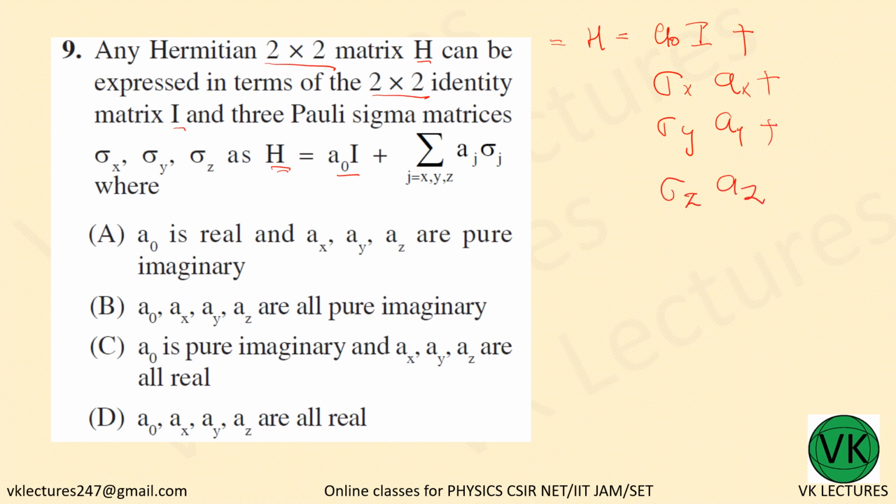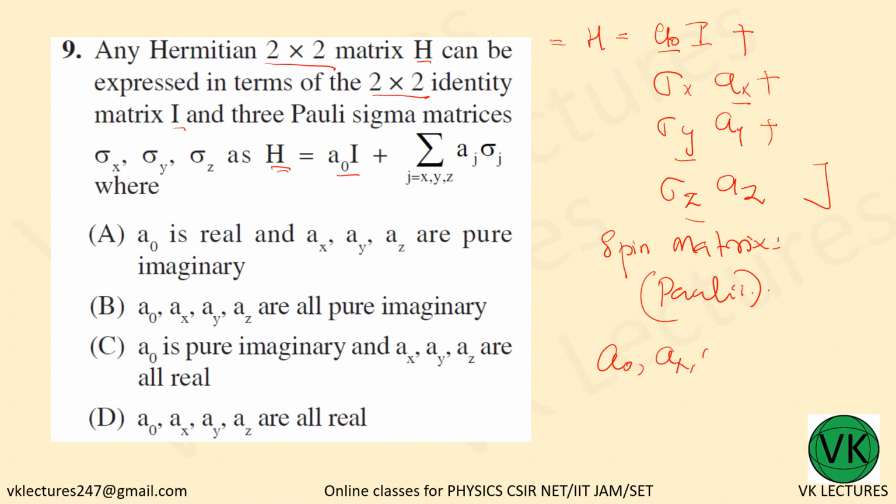Now this is one of the properties of Pauli's spin matrices. Now what are A naught, Ax, Ay and Az? A naught, Ax, Ay and Az are real numbers. Not only Hermitian, any 2 by 2 matrix can be represented in this form.